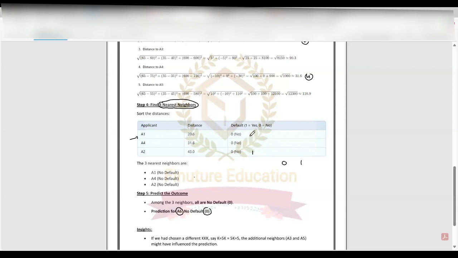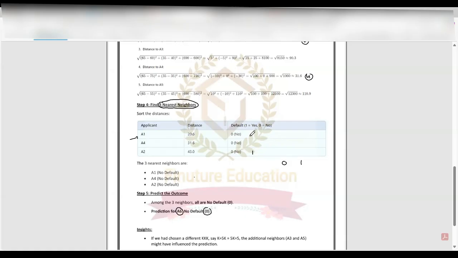But as a practical manager, you should know that there is some element which may drive this new application towards default. We cannot deny that possibility, but largely you may go ahead and conclude that the new application will not default. Is it making sense? All clear?